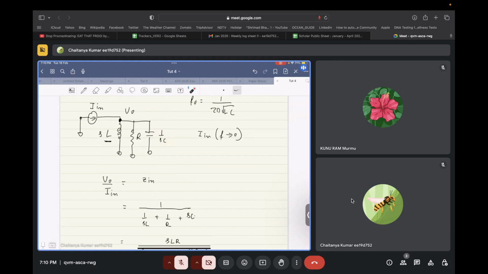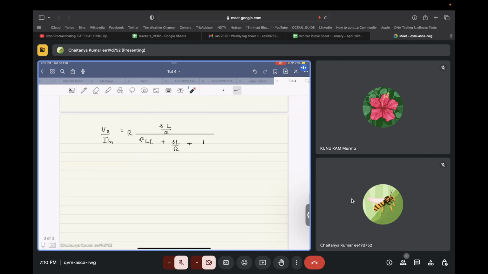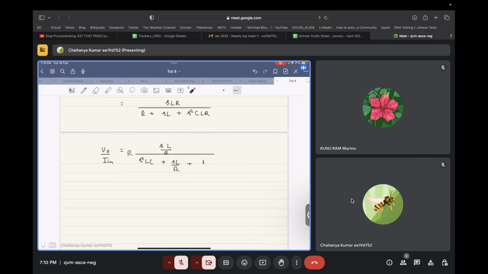So again, at very high frequencies, the voltage developed will be 0. In this particular expression, at very high frequencies, we can see that the S square term will dominate in the denominator. So we will have something like S upon S square, and as S tends to infinity, S upon S square tends to 0.